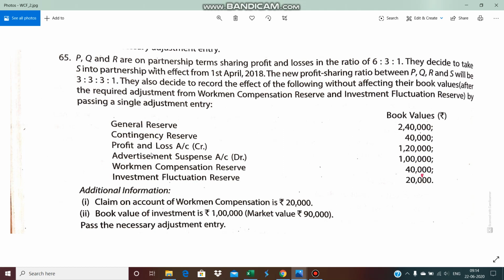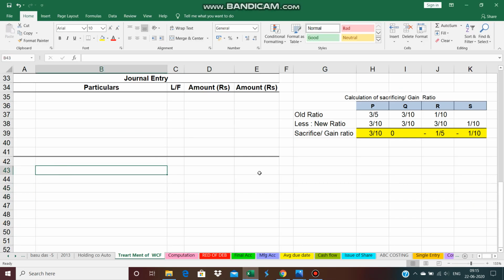Now see the general reserve, contingency reserve, profit and loss credit, advertisement debit, workman compensation reserve, investment fluctuation reserve, so many entries there. So first we have to find a consolidated amount. How will we find this consolidated amount? First we have to consolidate the amount. Consolidate amount means the general reserve, how much? There is a general reserve, so what is the amount of general reserve? The general reserve is 2,40,000.